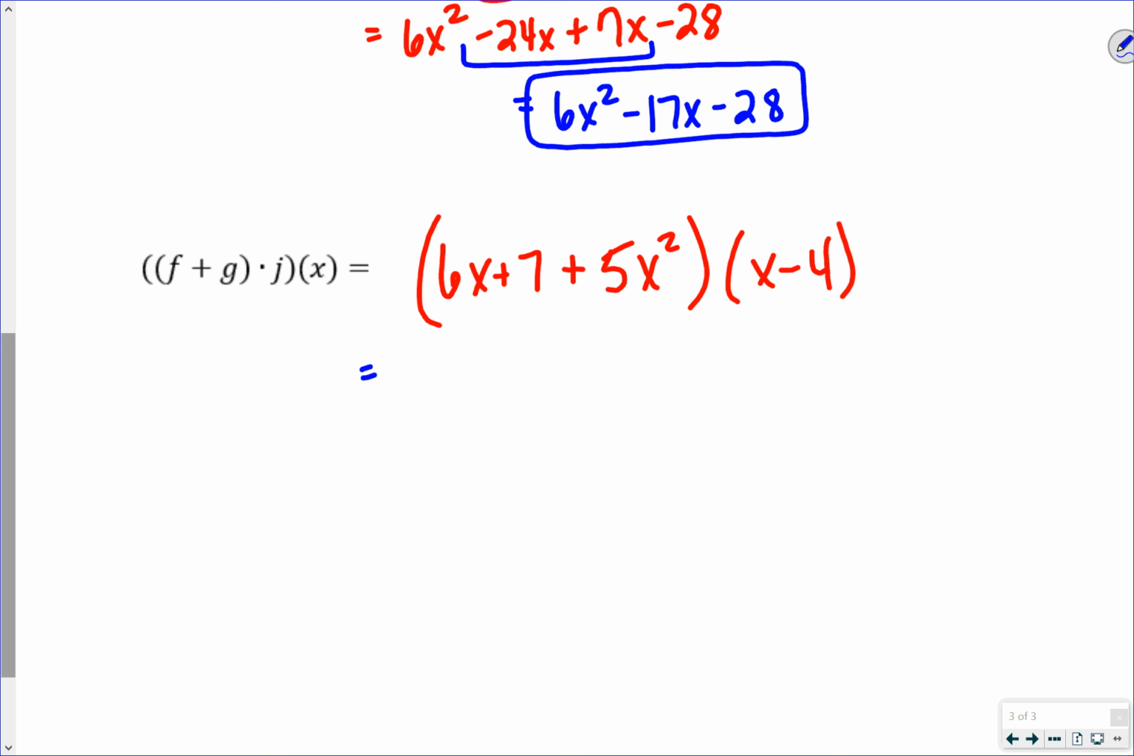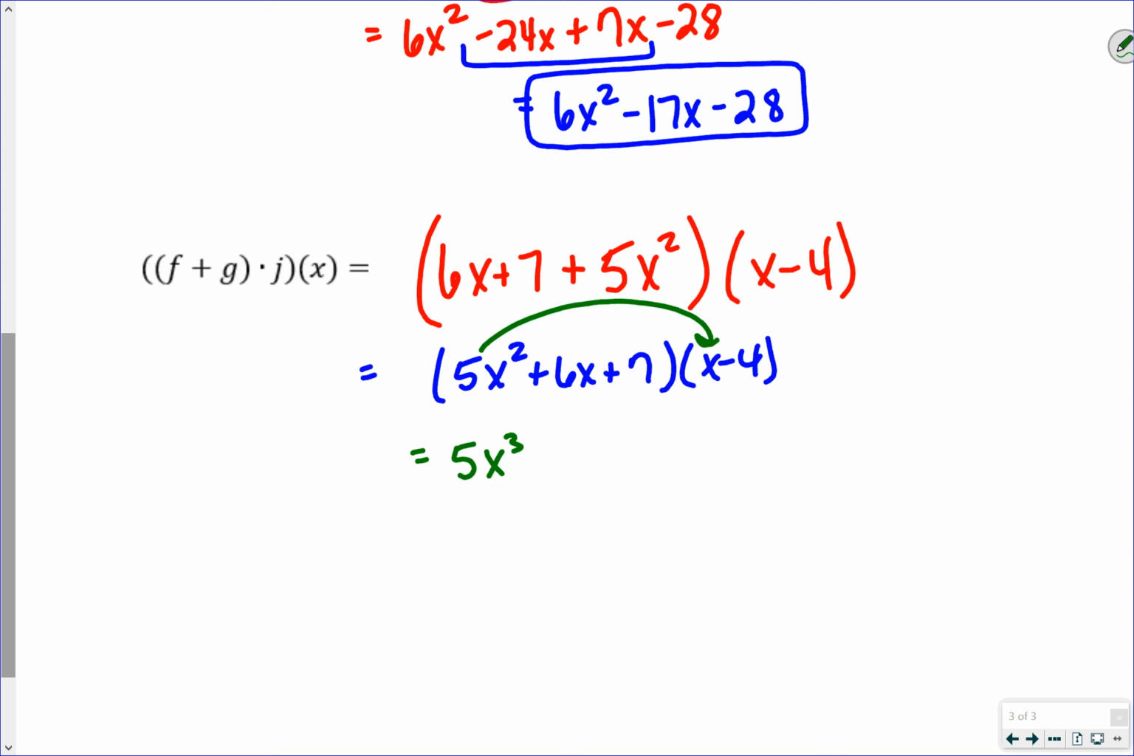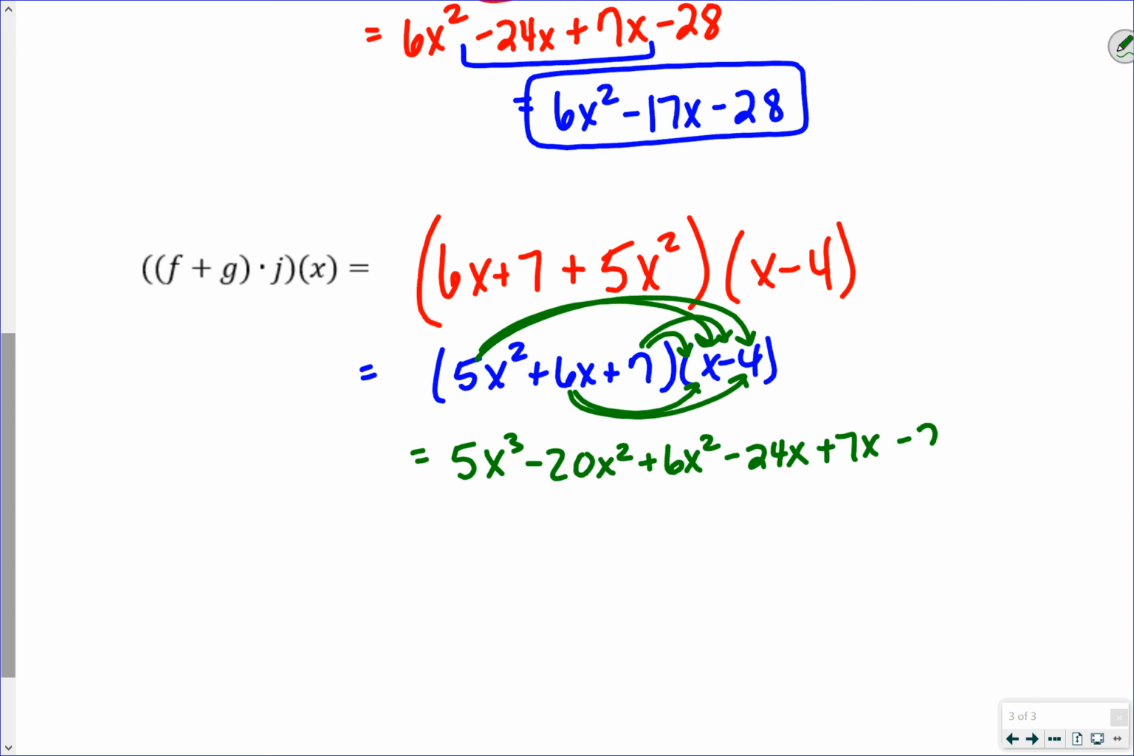I'm going to rearrange my letters again in descending order. So I have 5x squared plus 6x plus 7 times x minus 4. That'll just make me feel better about what my order comes out like when I'm multiplying. So I have 5x squared times x would be a 5x cubed. 5x squared times negative 4 is a negative 20x squared. 6x times x is a plus 6x squared. And 6x times negative 4 is a negative 24x. Move on to the last number, 7. 7 times x is 7x, and 7 times negative 4 is negative 28.